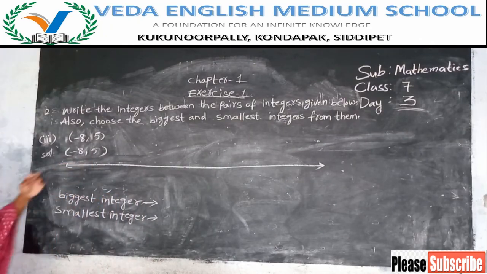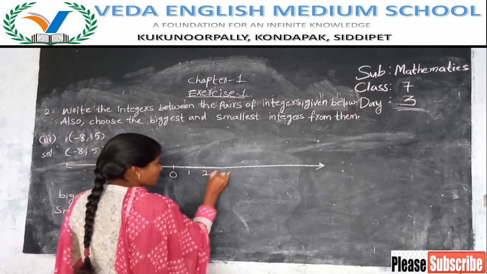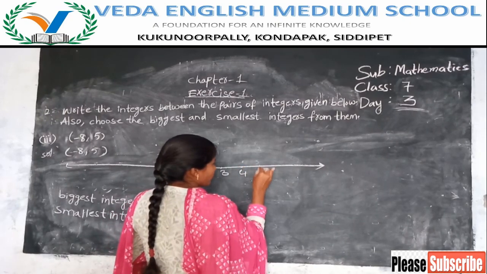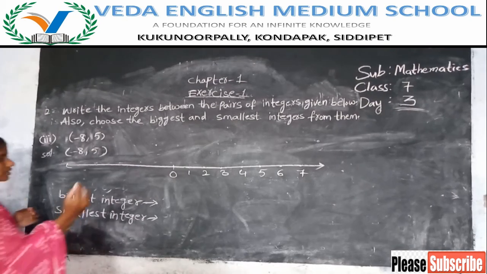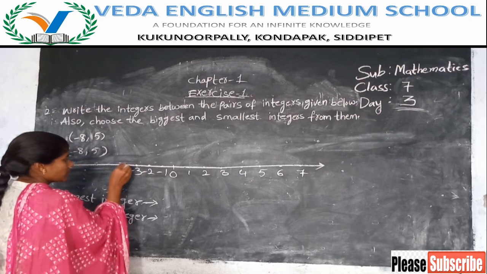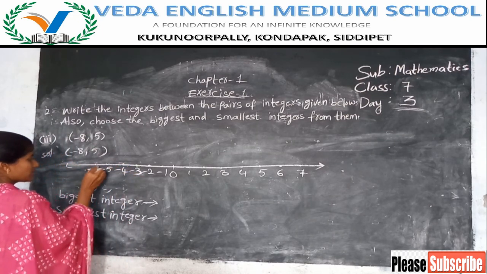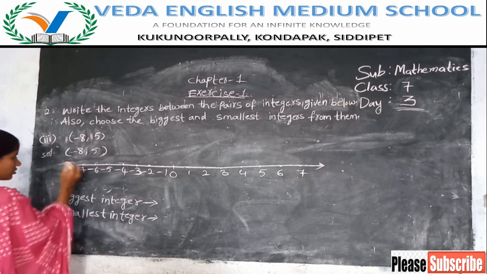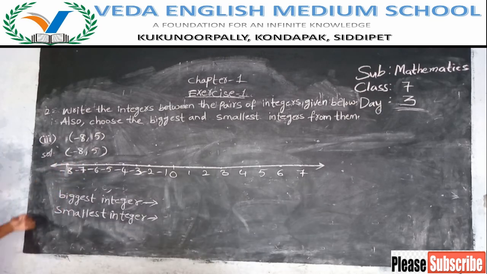Here we have one positive number also. Positive number is 5. Negative number is -8. So in the middle I am writing 0. Positive numbers are 1, 2, 3, 4, 5, 6, 7. Next negative numbers are -1, -2, -3, -4, -5, -6, -7, -8. Now we have to find between -8 and 5.